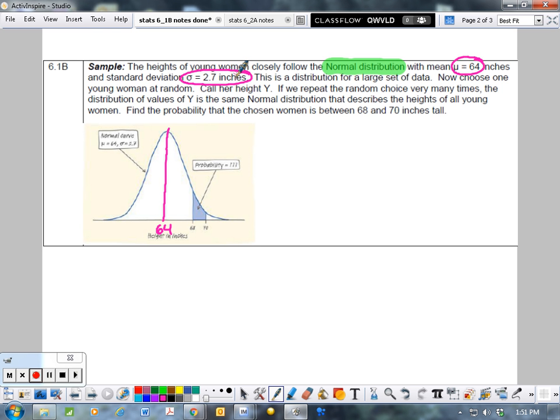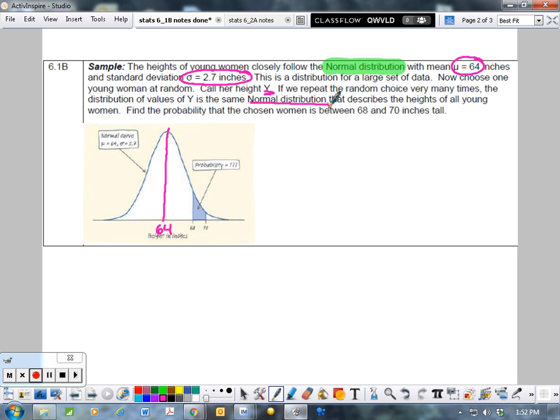Now choose one young woman at random. We're going to call her height y. If we repeat a random choice very many times, the distribution of the values y is the same as the normal distribution that describes the heights of all young women.